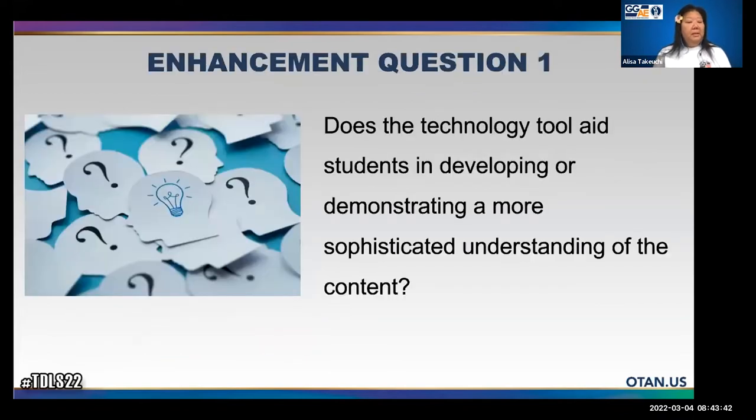Question number one, does the technology tool aid students in developing or demonstrating a more sophisticated understanding of the content? To enhance a lesson, teachers want to create opportunities for creation and/or production over consumption, meaning that after content is introduced, scaffolded activities are developed and used for students to gain a broader understanding of the content. The tool should be meaningful and impactful, not just a time filler.